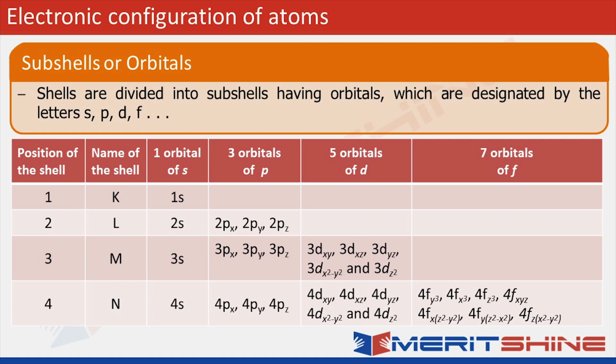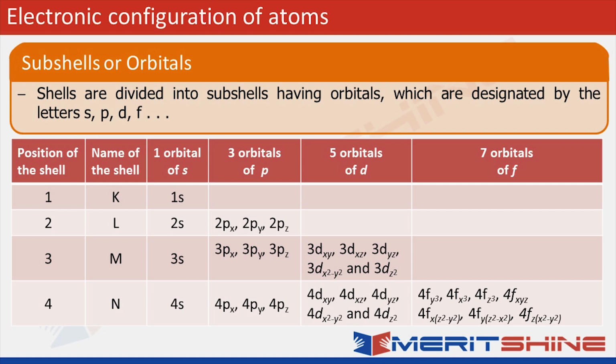In the second shell, we will have one 2s orbital and three 2p orbitals. We have one s orbital per shell. Then we have a set of 3 p orbitals from shell 2, which is L, and above. And we have a set of 5 d orbitals per shell from the third shell onwards, which is M and higher.